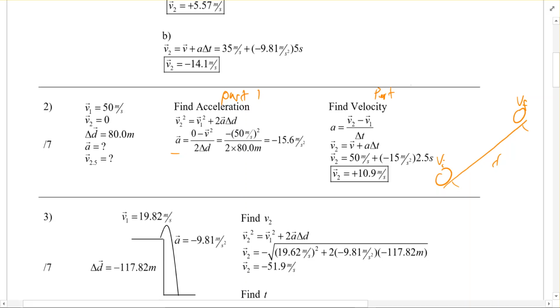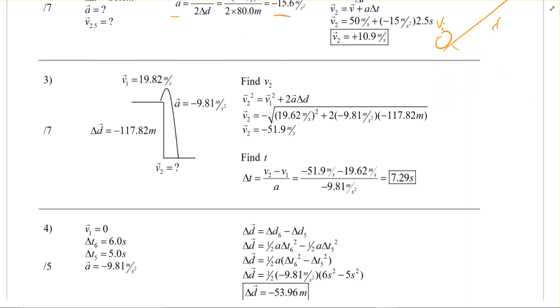Oh, my writing's getting terrible. Part 2. Okay. And then now that we know the acceleration was negative 15.6, all we have to do then is solve for VF using that acceleration and our same VI, if that made sense, hopefully. Okay, it ends up being positive 10.9 meters per second, so up the ramp.